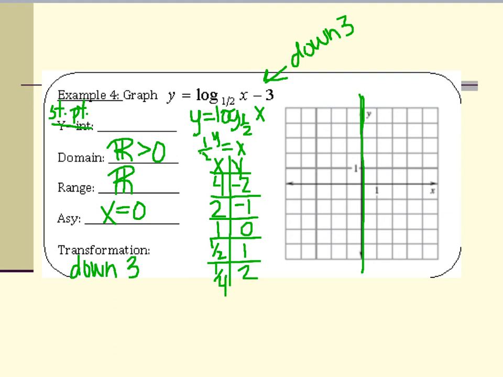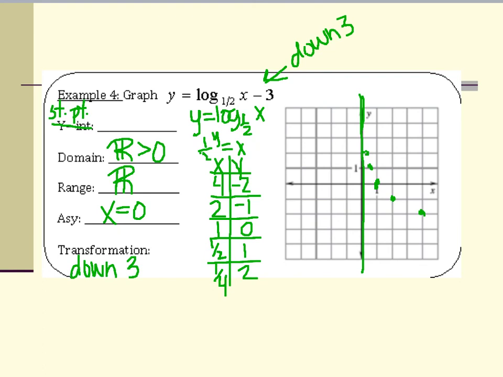So here's my table of values. I'm going to put those on my graph. So 4, -2 is right here. 2, -1 is right here. 1, 0 is right here. And if we think about it, it goes right through the point 1, 0 right there, so there is no stretch to this graph at all. So my transformation is only down 3. I don't need to add anything more to that. 1/2, 1 would be right about here, and 1/4, 2 would be right about here. So we've got our points.